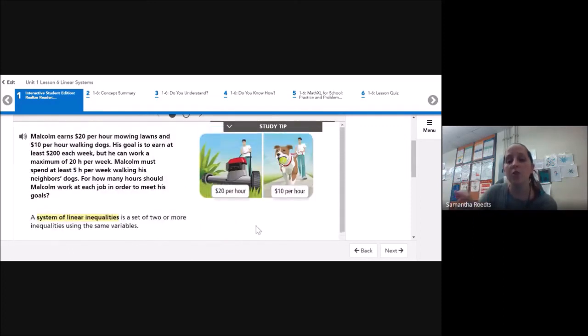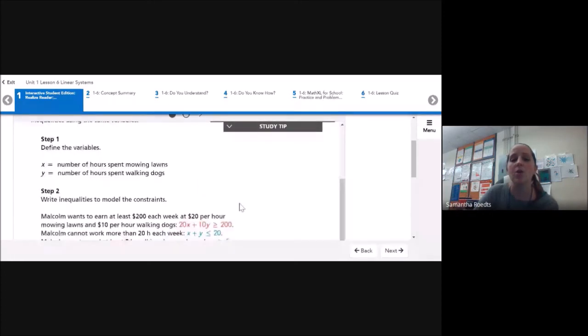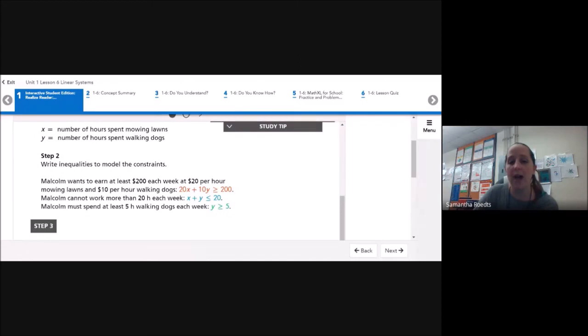We also know that he can work a maximum of 20 hours, which means he can't work any more than 20 hours. So x plus y, the number of hours he spends mowing lawns plus the number of hours he spends walking dogs, has to be less than or equal to 20 hours. Then Malcolm must spend at least 5 hours walking dogs each week. He has to walk his neighbor's dog, right? So y, the number of hours spent walking dogs, has to be greater than or equal to 5. He has to do at least 5, okay?